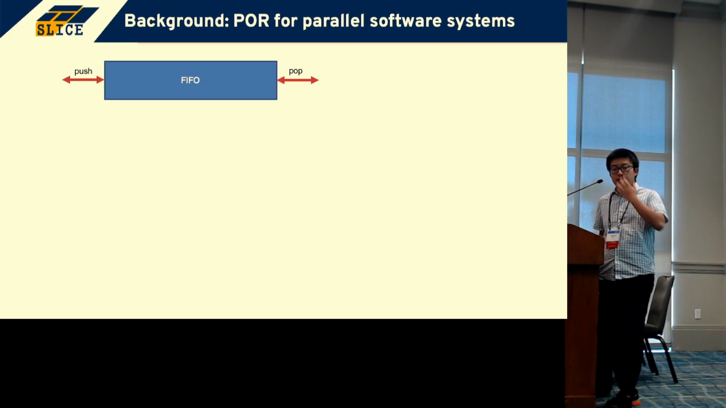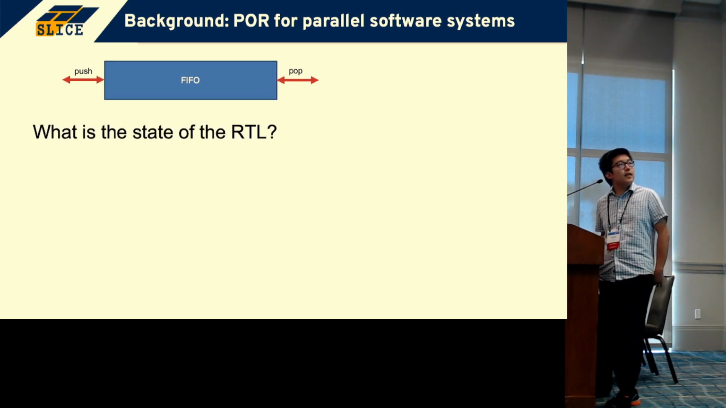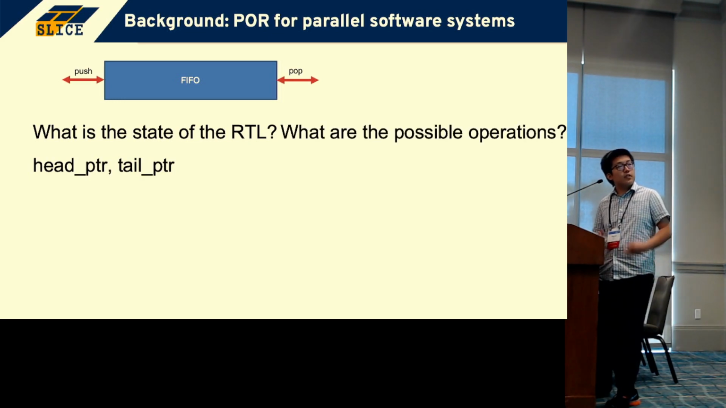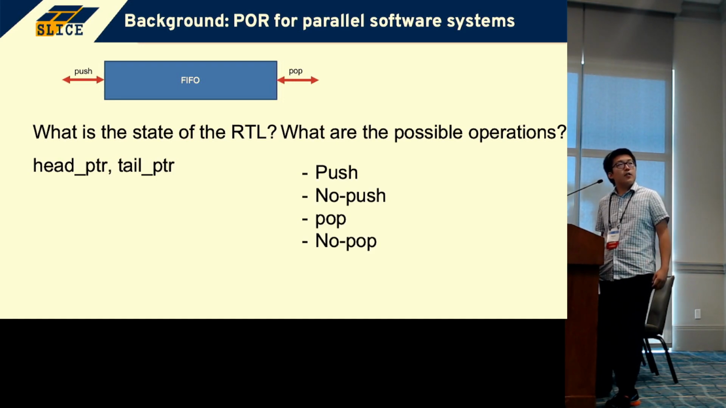And let's think about hardware with a similar mindset. So what's the state in this FIFO that you can change, which is usually the head pointer and tail pointer, and we can view them conceptually as a single finite state machine. And what are the possible operations on this RTL module? On each side you can have a push or not have a push. You can have a pop or not a pop.